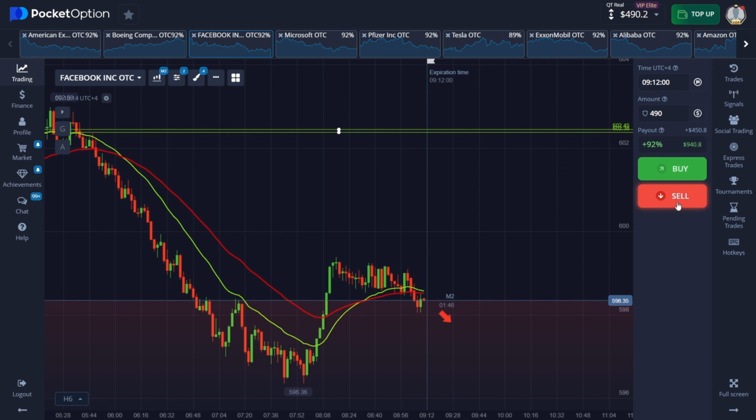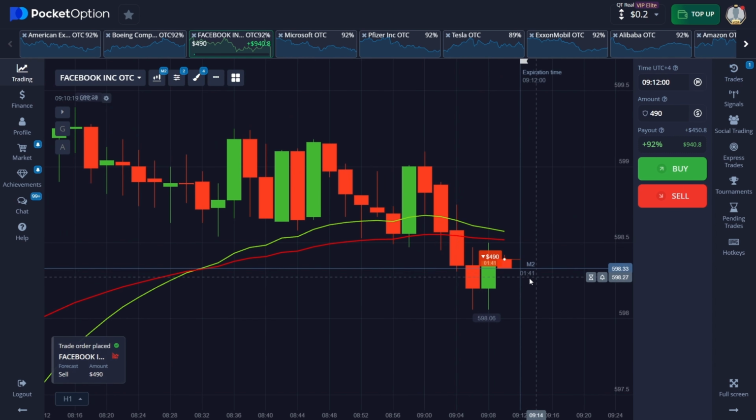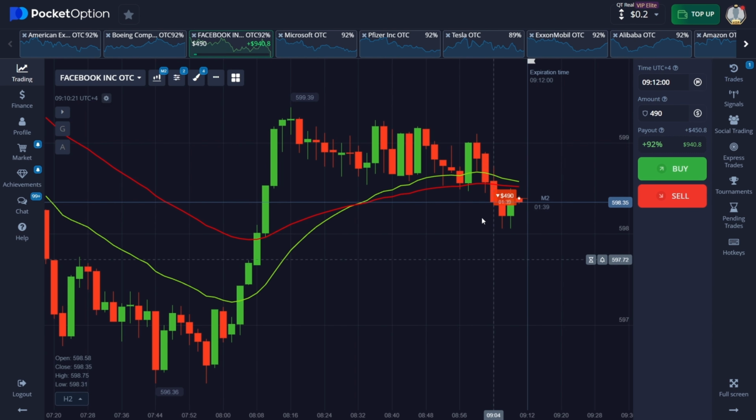I found a trade on Facebook OTC. If this candle gives us a green entry, we can try for the downside move. I got the entry and placed a trade for the downside move worth $480.